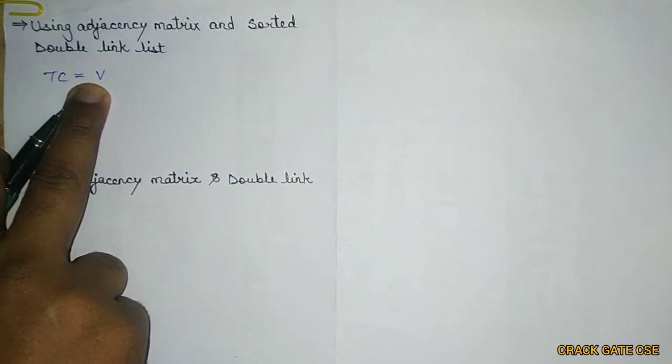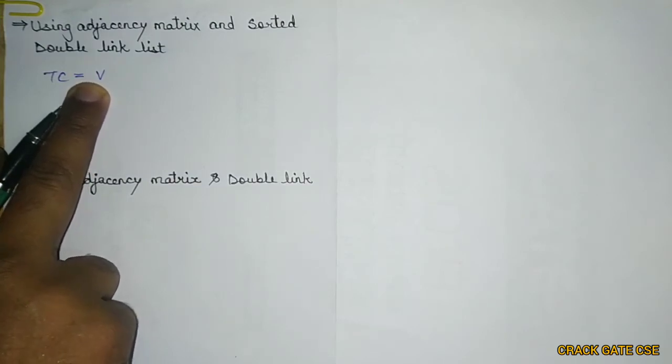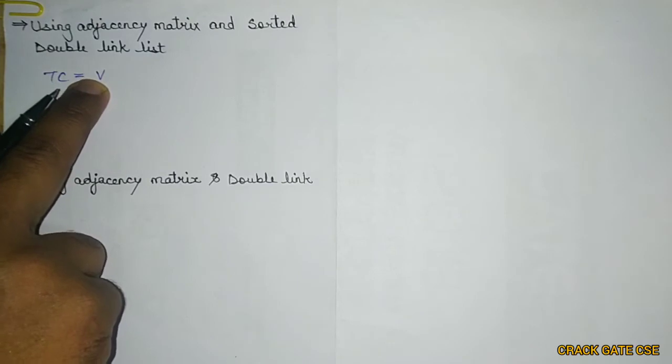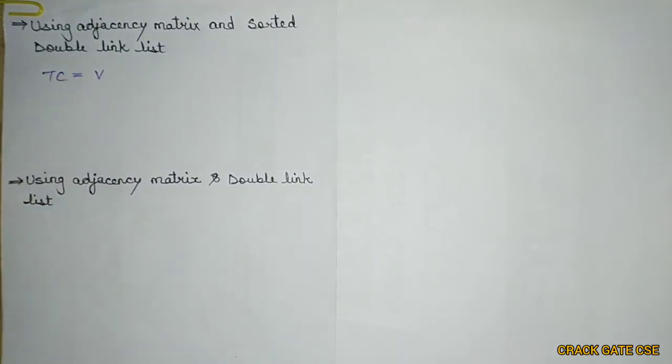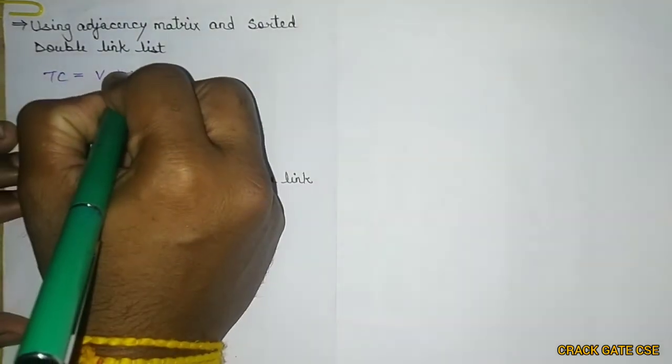Now after initializing, I have to perform the deletion. I have to delete the minimum value every time. So how many times do we have to perform it? We have to do it V times because we have to delete V vertices. So it will take order of V time.